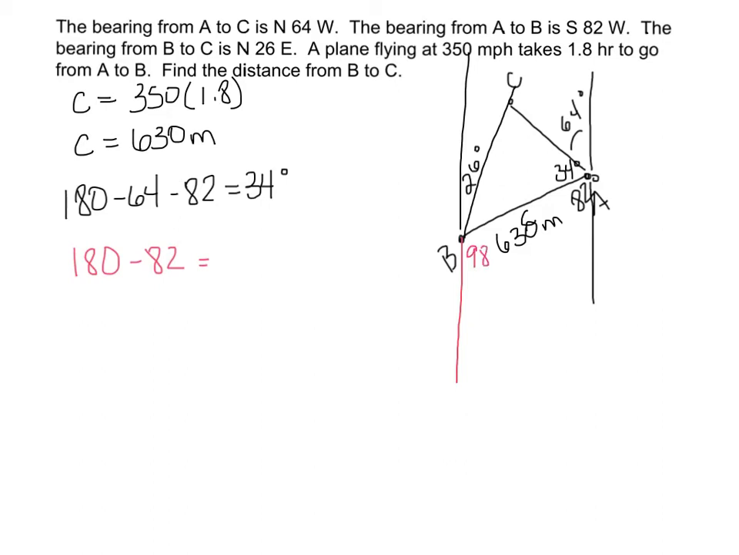98 degrees here. So now I can use that to find this angle on the inside of the triangle. Here, I'll write this in at 98. So that's 180 minus 26 minus 98. It gives me an angle of 56 degrees. I can use that to find angle C.